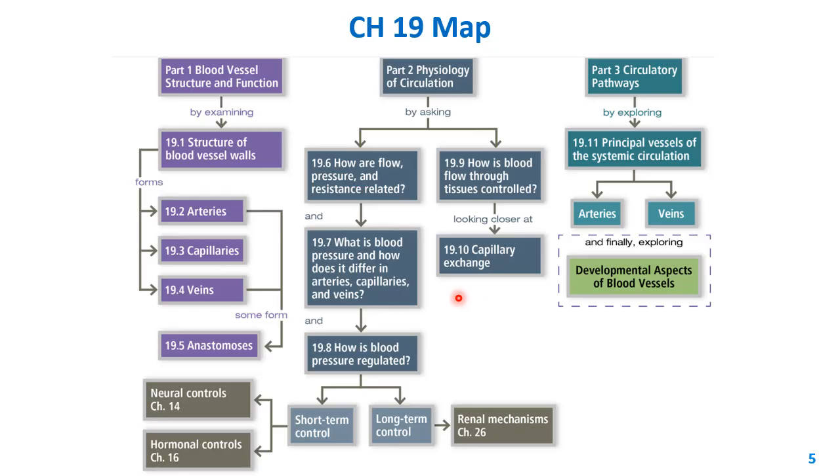Then we're going to look at what is happening here with the capillary exchange and the laws that govern how you get that exchange in the first place. Now, keeping in mind that all the exchange is really going to happen at the capillaries. Okay, so you're not going to have exchange of stuff anywhere else but in the capillaries.